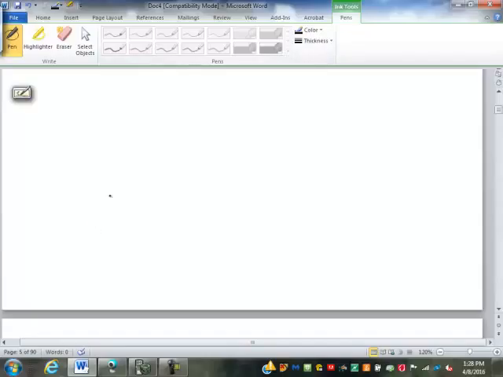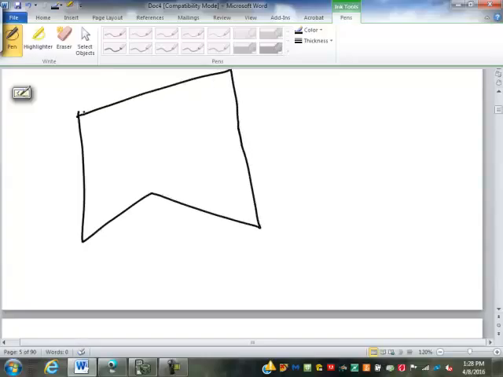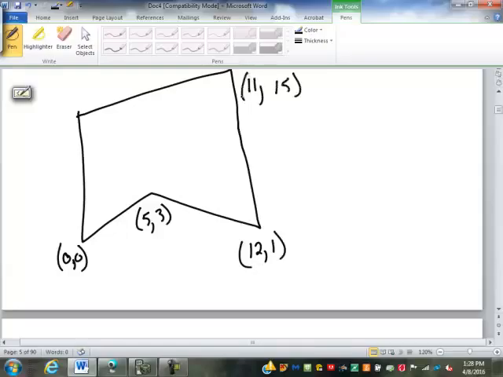So you just pick a corner of the property. Let's say we have a property that looks some sort of a weird shape like this, right? You just pick a corner of the property, set your GPS to 0, 0. You go up here. It tells you this point is 5, 3. This point here it tells you is 12, 1. This point up here it tells you is 11, 15. And this one here it tells you is 0, 11.